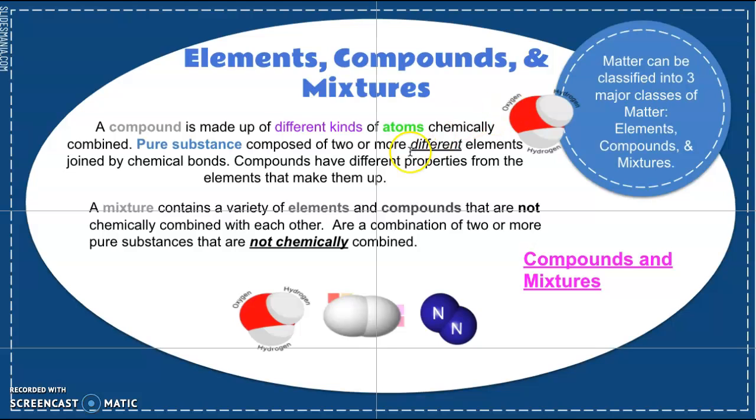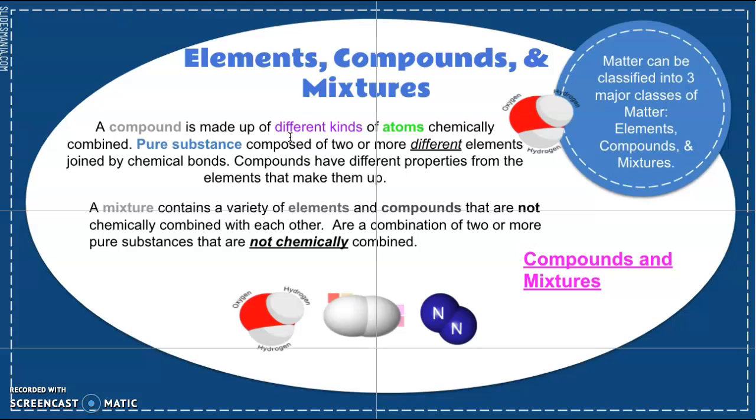So a compound has a chemical formula because it's 2 elements together that create something else. Compounds have different properties from the elements that make them up. So a compound is made up of different kinds of atoms chemically combined, a pure substance composed of 2 or more different elements joined by chemical bonds.